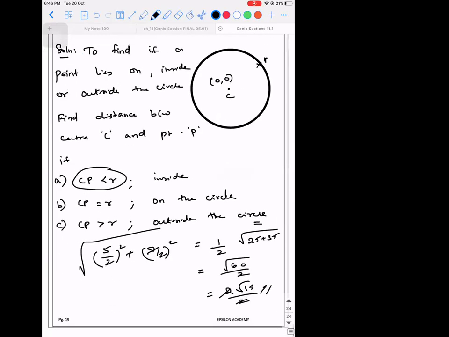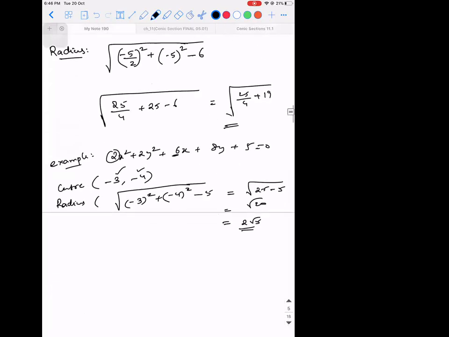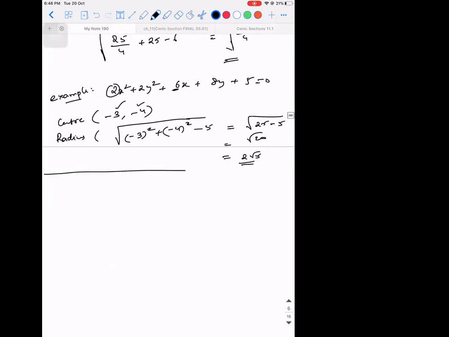Okay. So with this, circles is over. The NCERT part at least. Okay. Shall we move on to the next part? Yes, sir. So next part that we are going to discuss is parabola.